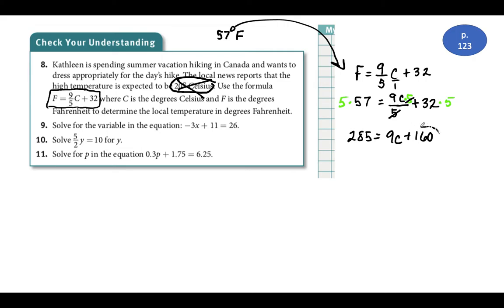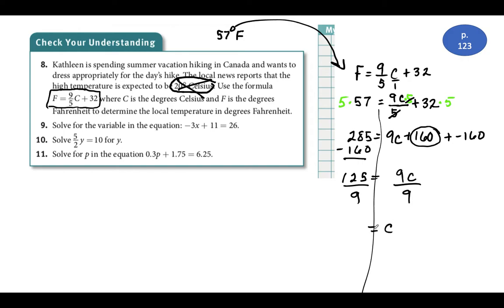To get rid of this positive 160, I will add a negative 160 to both sides. I'll put it underneath this time because I'm running out of room over there. So I get 9c, 285 minus 160 is 125. Divide both sides by 9.